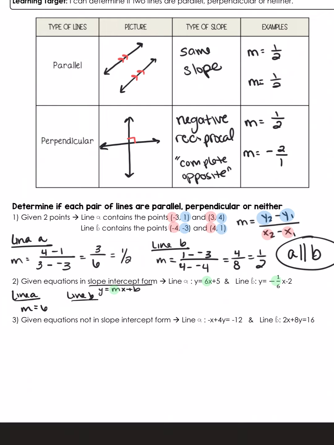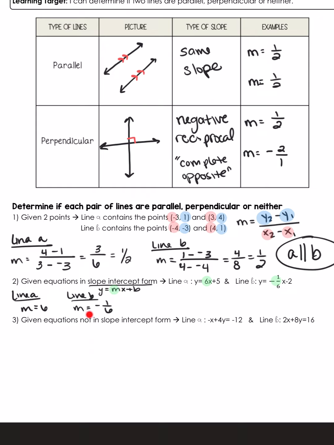For line B, the slope is negative 1/6. So when I look at my slopes, they're definitely not the same. So these lines cannot be parallel. But are they negative reciprocals?